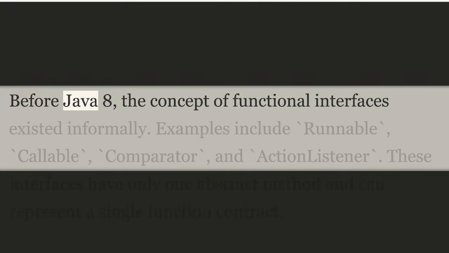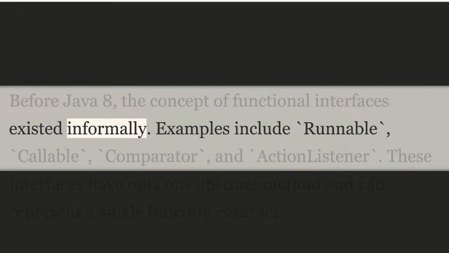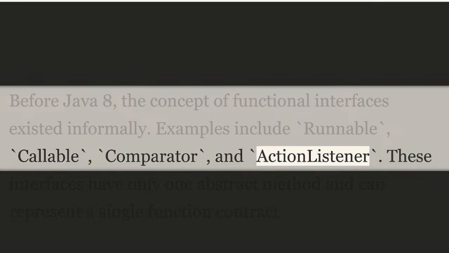Can you cite functional interfaces from before Java 8? Before Java 8, the concept of functional interfaces existed informally. Examples include Runnable, Callable, Comparator, and ActionListener. These interfaces have only one abstract method and can represent a single function contract.